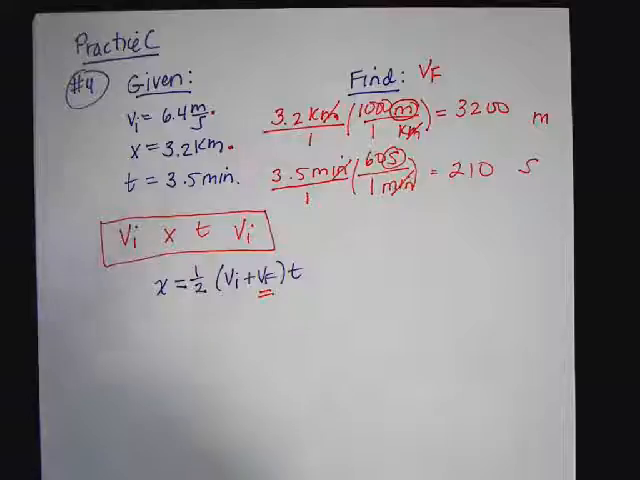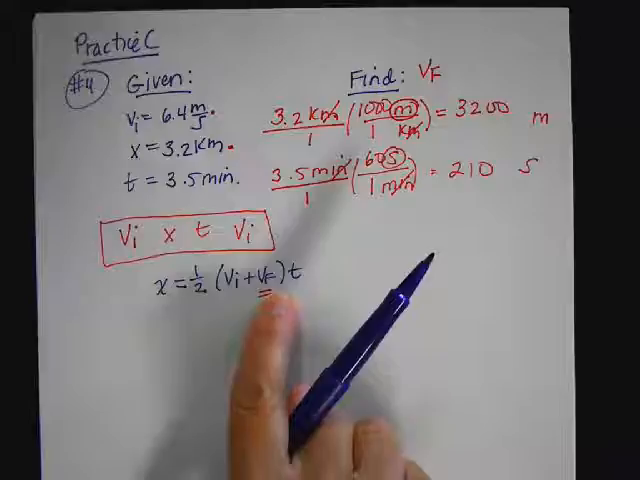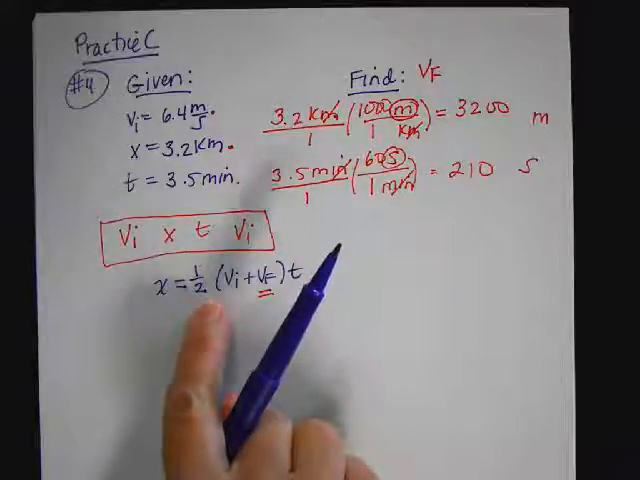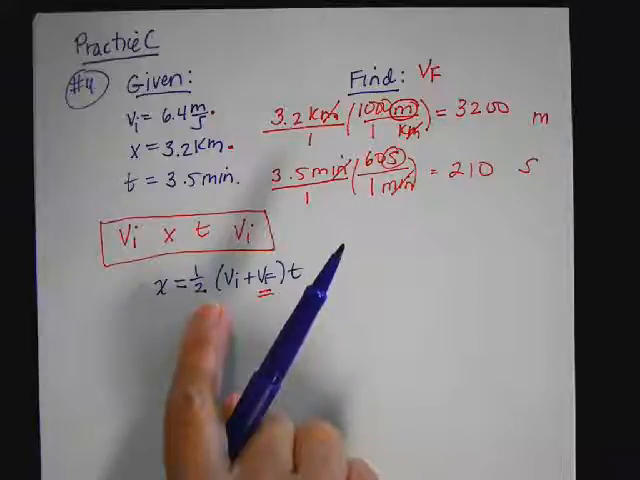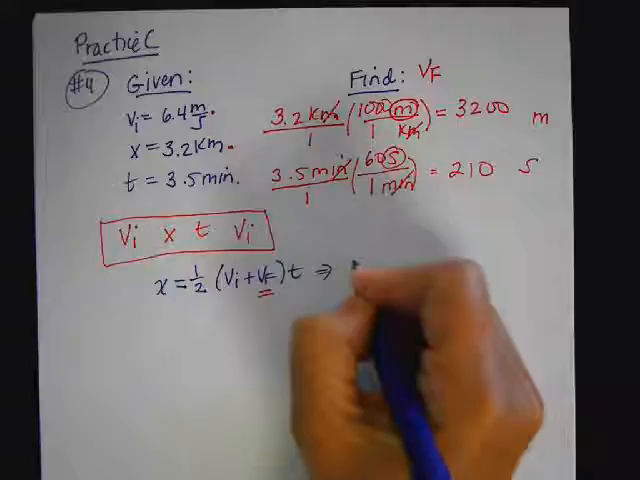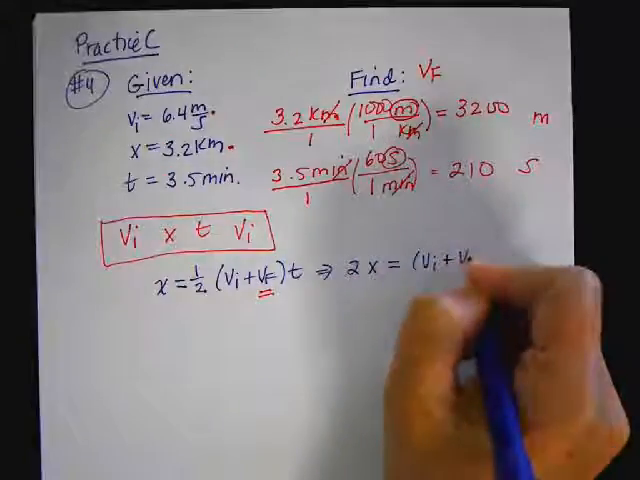And I don't want to do all that algebra on my calculator. I want to do it on paper, because when I do things on paper, I don't make a mistake. So this is my unknown. Now, the first thing I might want to do is get rid of that 1/2. The way to get rid of a 1/2 is to multiply both sides by 2. So I'm going to have 2x is equal to VI plus VF times T.